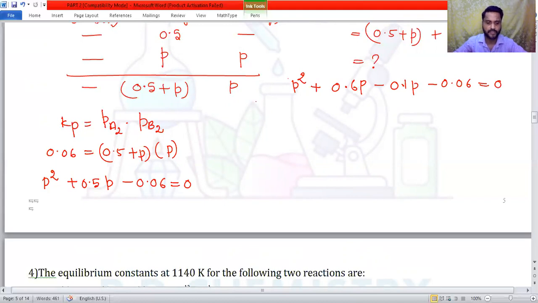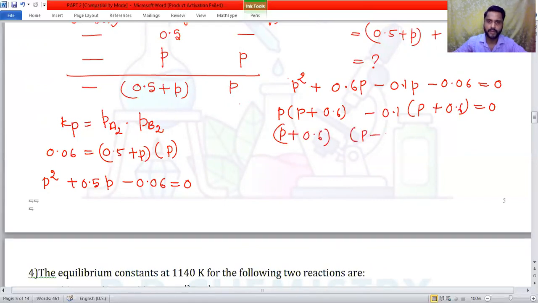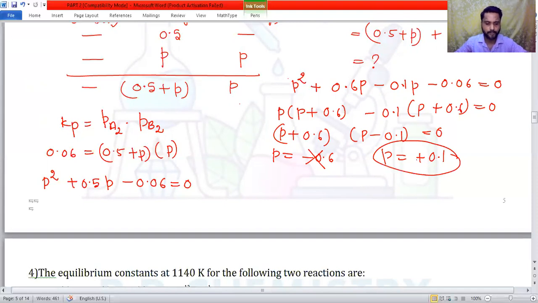This is known as factorization now. So I can write P into (P plus 0.6) minus 0.1 into (P plus 0.6) is equal to 0. So I can write (P plus 0.6) into (P minus 0.1) is equal to 0. P is equal to minus 0.6 or P is equal to plus 0.1. P equal to a negative pressure in atmosphere is not possible. So P is equal to 0.1 atmosphere, right?